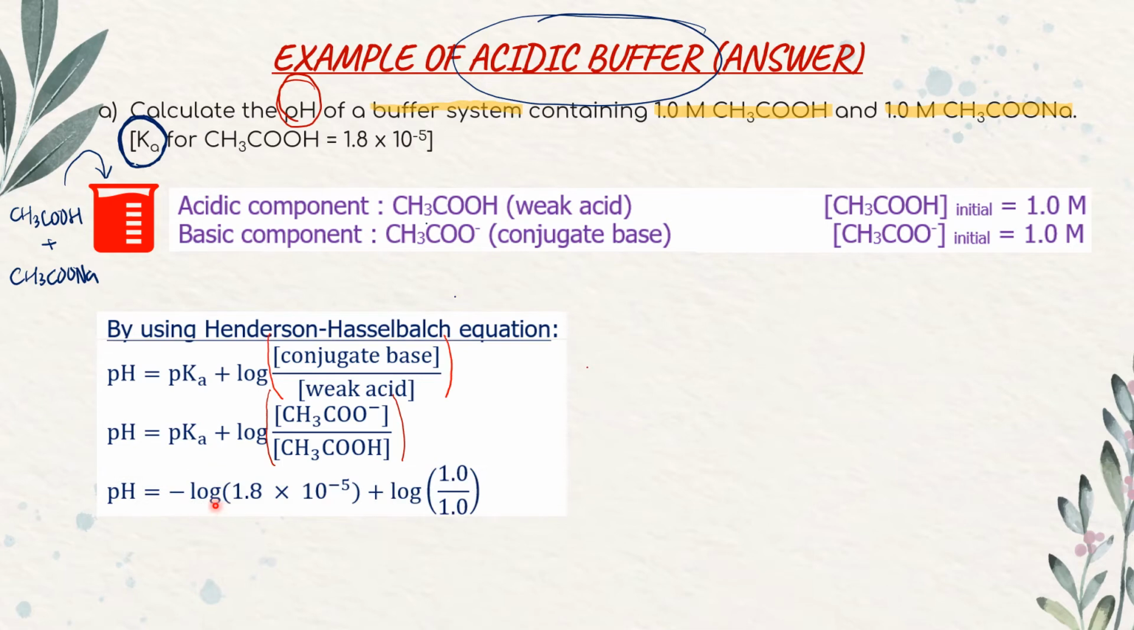And please bear in mind, when we have p maksudnya kita ada negative log. So, negative log Ka, 1.8 times 10 to the power of negative 5, plus log 1 over 1. Okay, so last sekali, you will get the answer of the pH as 4.74. And please bear in mind, when we're talking about pH, dia cuma perlu kepada 2 decimal places sahaja. Okay, jangan lebih daripada 2. 2 sahaja. Okay, so that's question A.